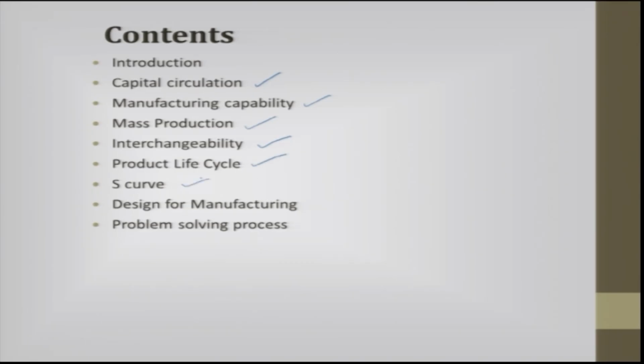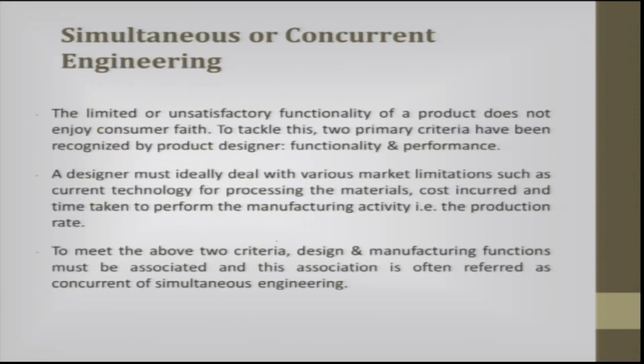S curve we ended with an example of Nokia phone, saying a feature based phone, then a smartphone. We saw that S curve. So, in the S curve we also saw embryonic period, then technology development period or technology reiteration period, then maturity period and then aging period. So, we are left with two more topics to be discussed. One is design for manufacturing and the last one is going to be problem solving processes.